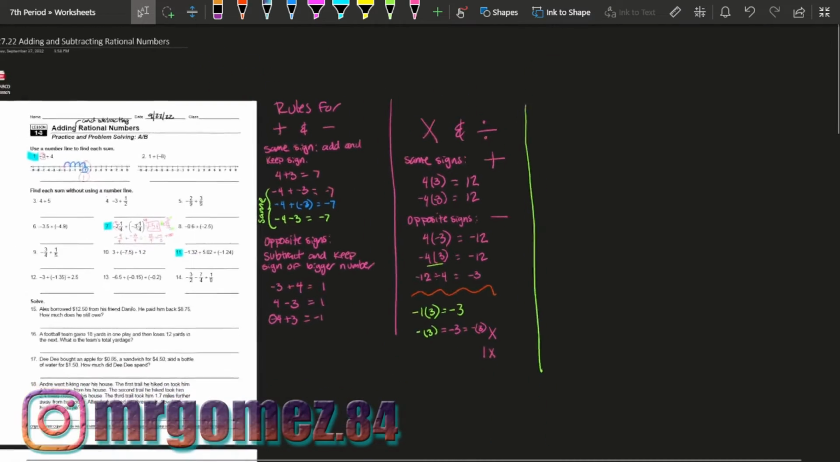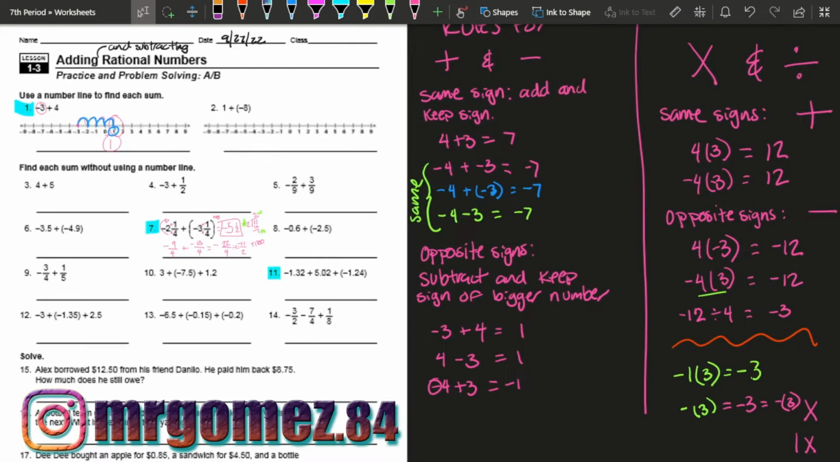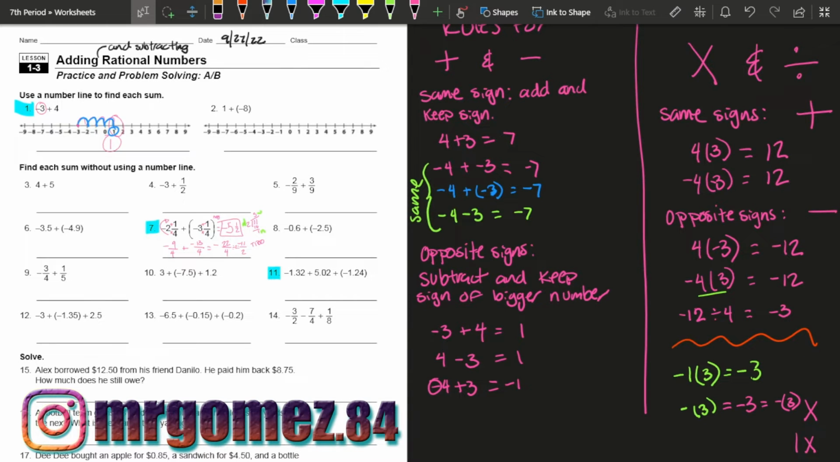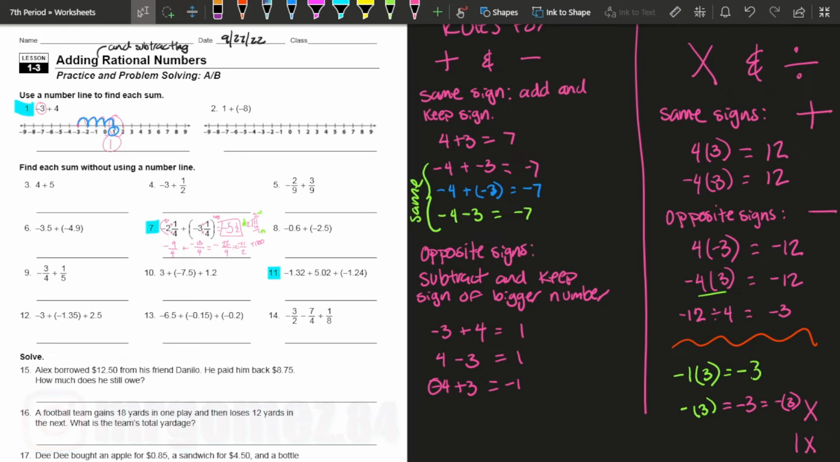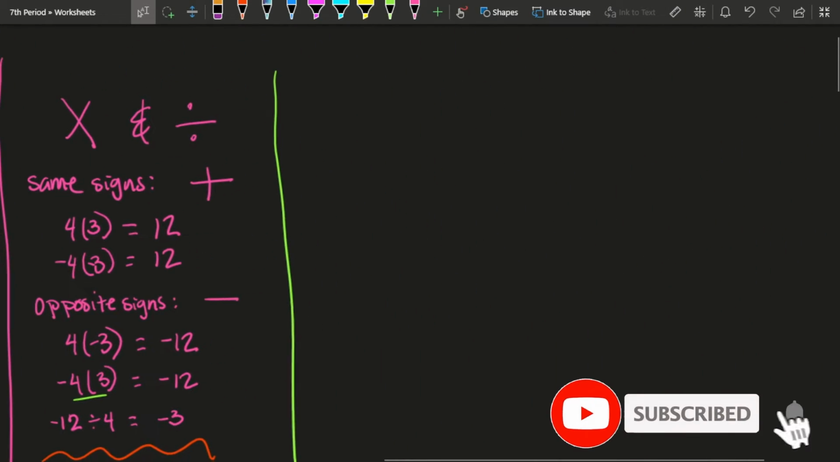And today, we're going to talk about a few things about adding and subtracting rational numbers. Some things that we need, especially when we're dealing with integers, because I know this is troublesome for a lot of students. So let's talk about a few things that I want to add to the notes that we currently have.